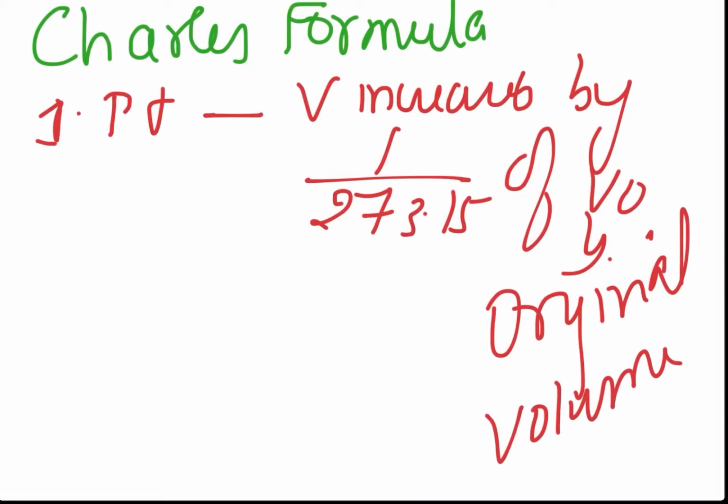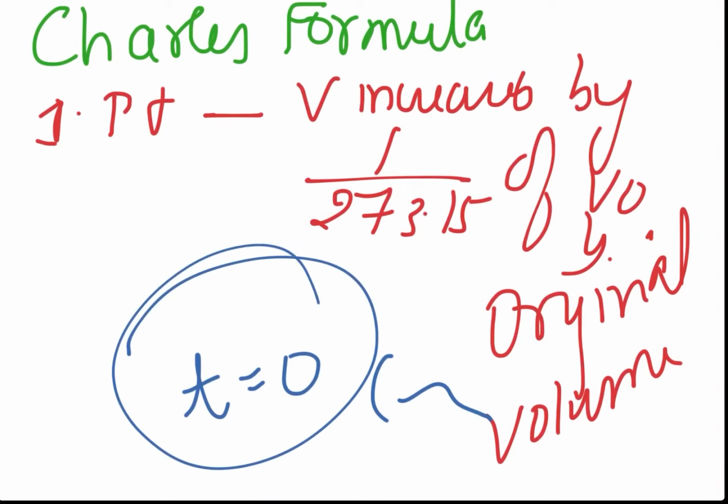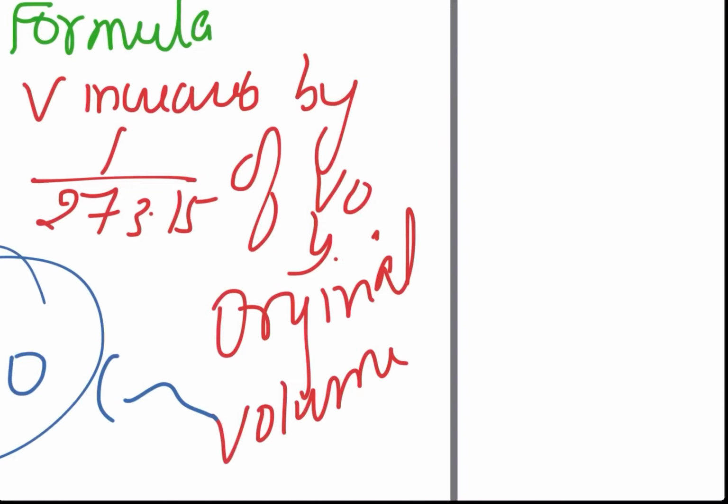So what am I stating actually? For per degree rise in temperature, the volume is increasing by 1 by 273.15 of the original volume of the gas when the temperature was 0 degree. Original volume means at T is equal to 0. This is the basic thing. Now from this we can derive a formula as well, so let's move on to the derivation. Please take a note of this so that we can start the derivation.